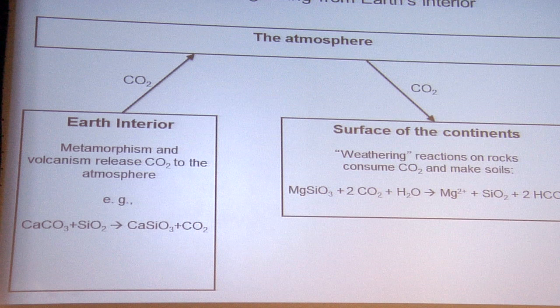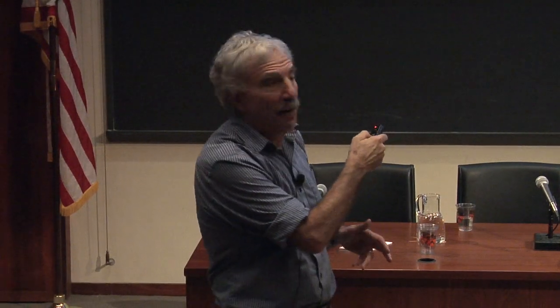What the atmosphere does is adjust CO2 to a level where the temperature is just right so that the rate of weathering on the continents removes an amount of CO2 that's equal to the flux of CO2 into the atmosphere by metamorphism, volcanism, and related processes.